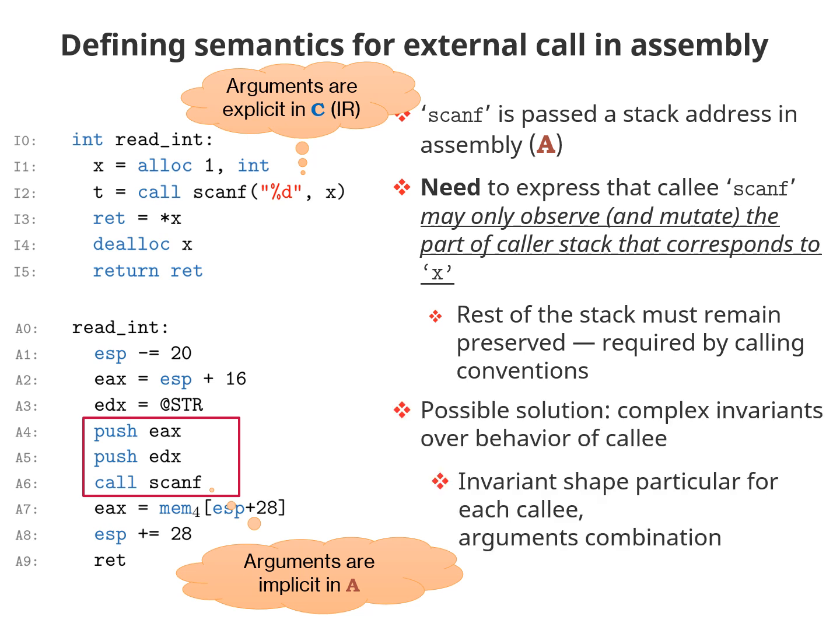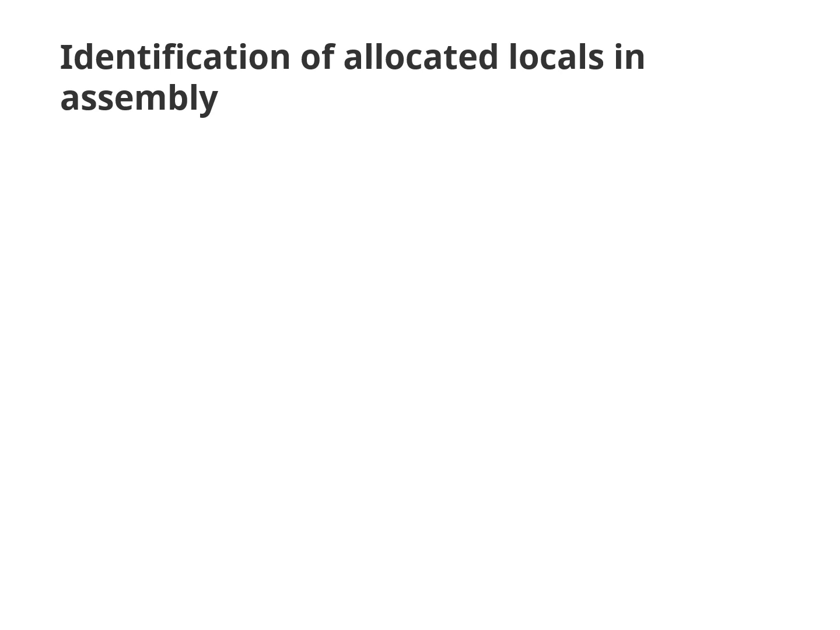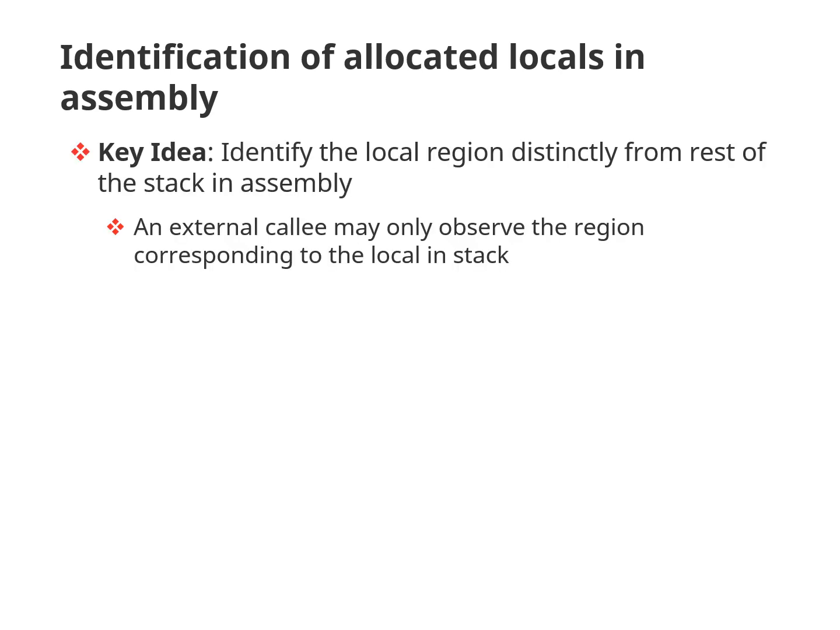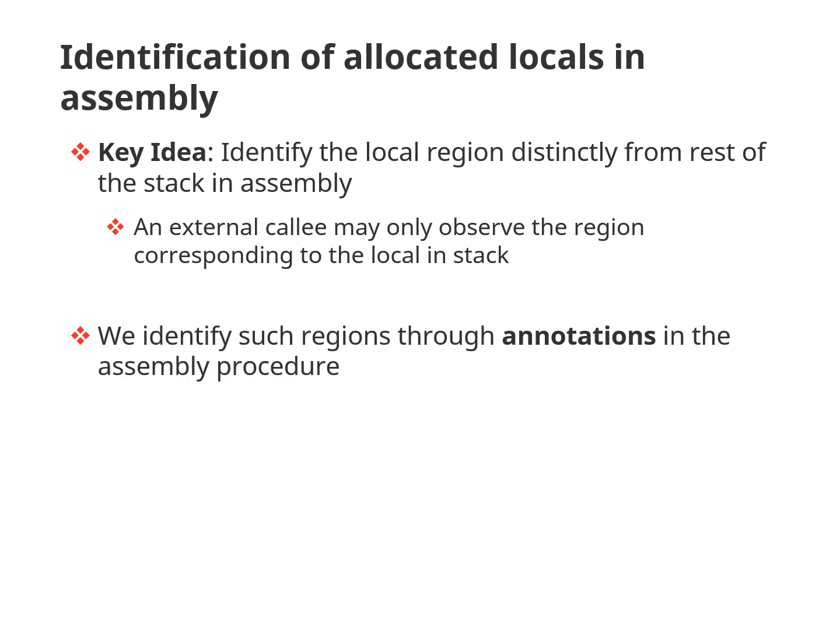A possible solution to this is use of complex invariants over the behavior of callee. We propose an alternate solution. Our solution is distinct identification of allocated locus in assembly. We identify the region in stack that corresponds to a local and mark it distinctly. This is enabled through annotations in the assembly procedure.